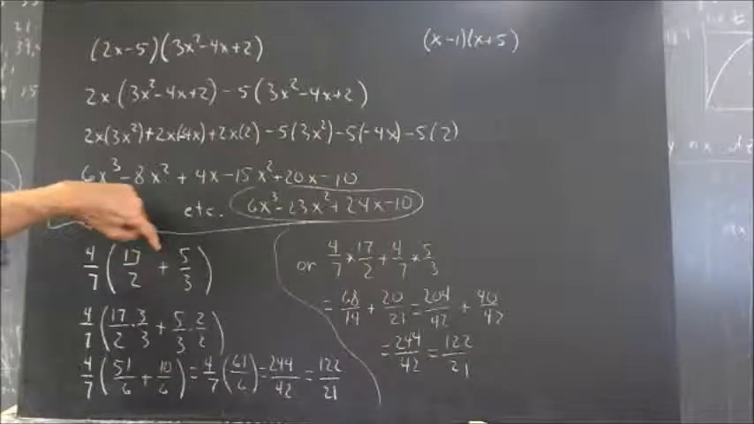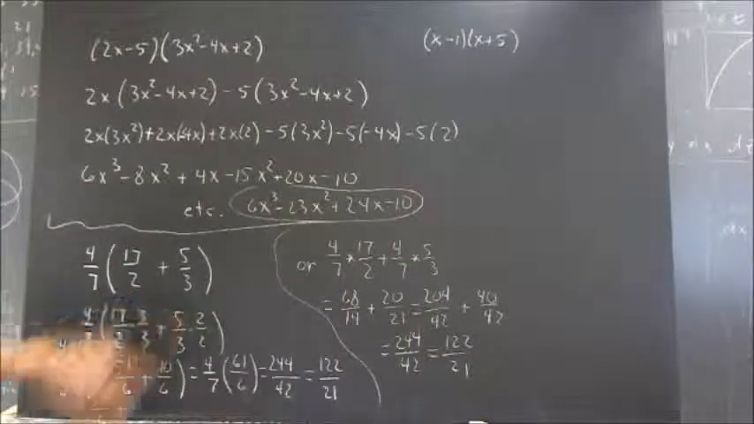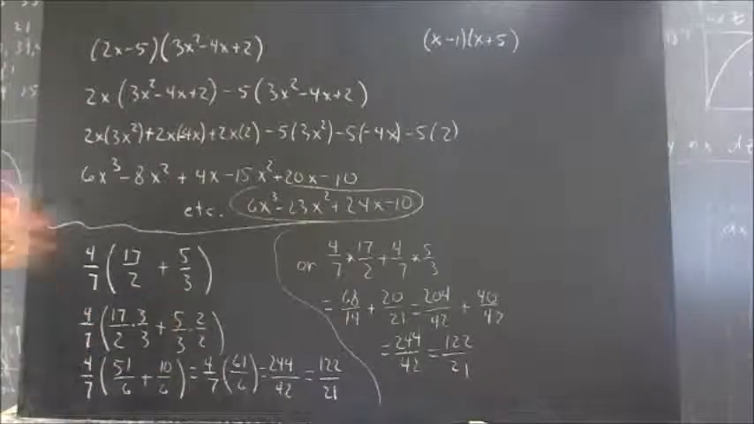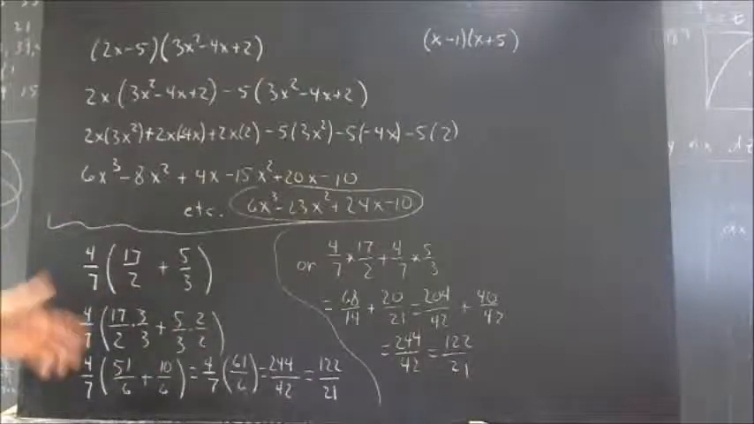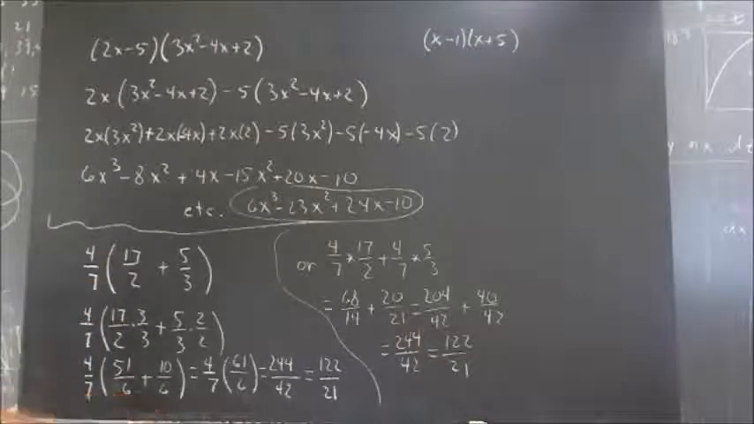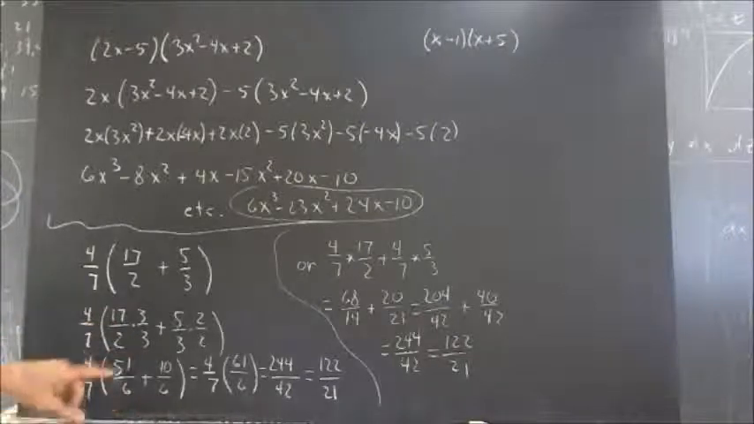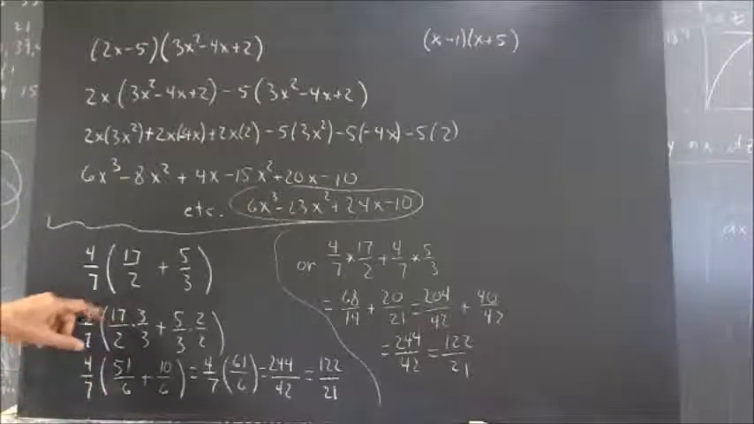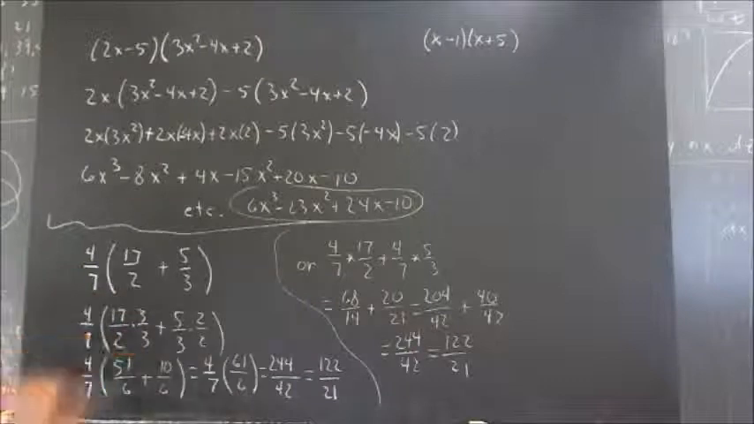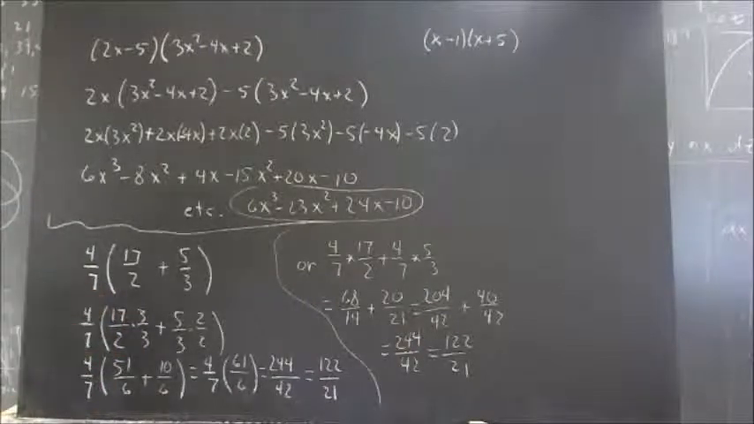So let's first look at this. We need to get a common denominator. Common denominator between 2 and 3 is 6. We change the form of the fraction so that each fraction is expressed in terms of the common denominator. We multiply 2 by 3 to get the 6 that we need, but of course we have to multiply the 17/2 by 3 divided by 3 so we don't change the value of the fraction.